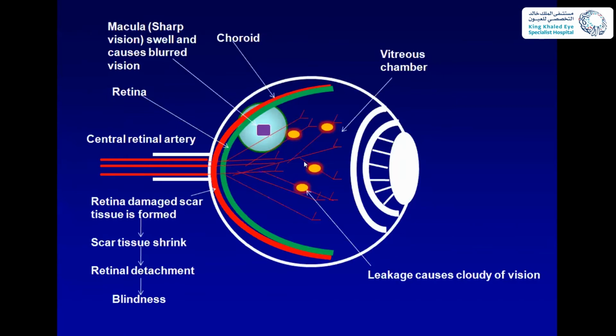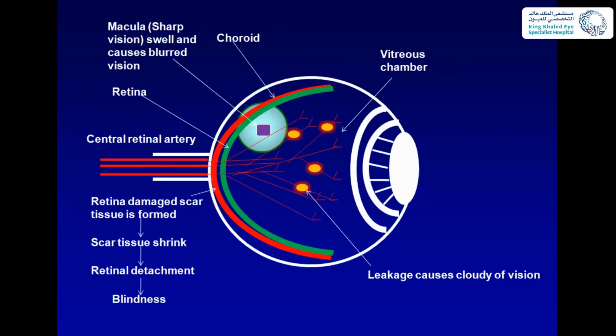And we know that there is a macula present just near the retina, which is responsible for the sharp vision. Because the fluid is coming outside from the vascular compartment into the interstitial tissue, into the vitreous chamber, it causes the macula to swell and blurs vision.